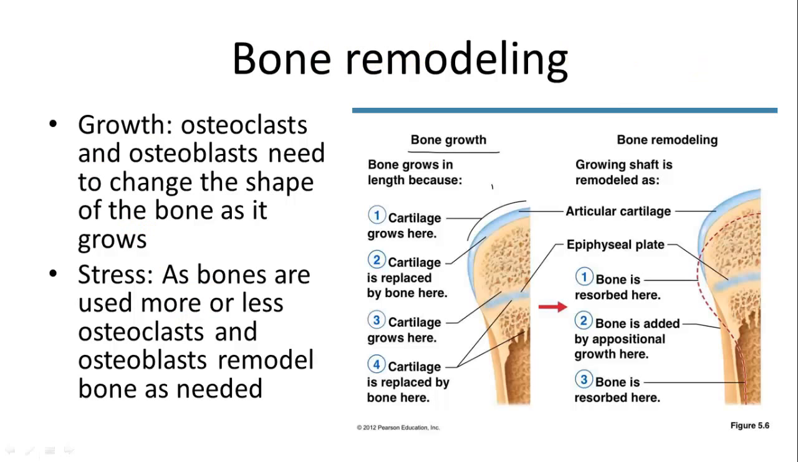Stress also allows for bone remodeling. So if an athlete is using their right arm more than their left, the points of stress through the athletic motion are also going to cause bone remodeling.